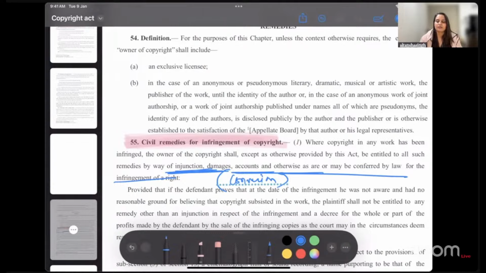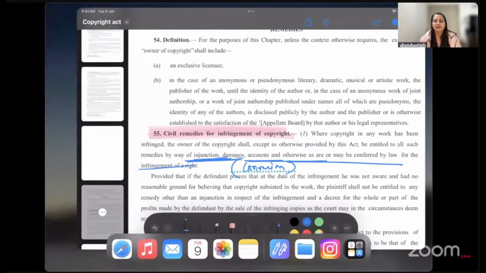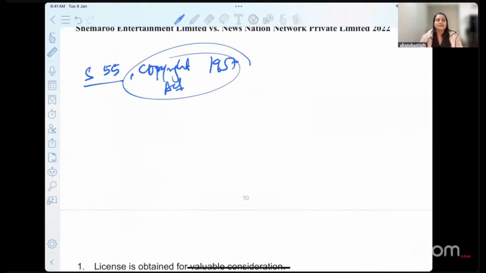So when you're writing your answer, you have read section 55, why not mention that as well? That section 55 of the Copyrights Act allows that there can be temporary injunction or permanent injunction that can be sought in this particular given case. Now, what are the requirements of injunction?